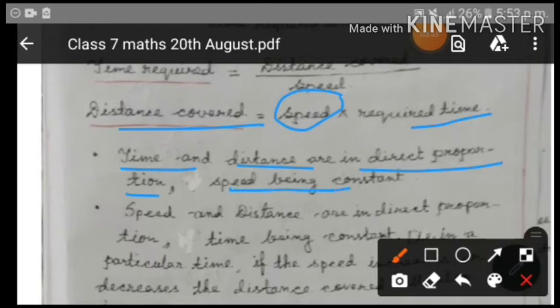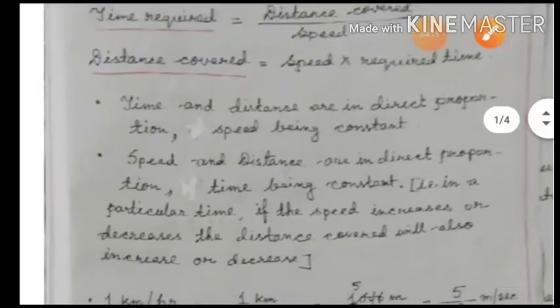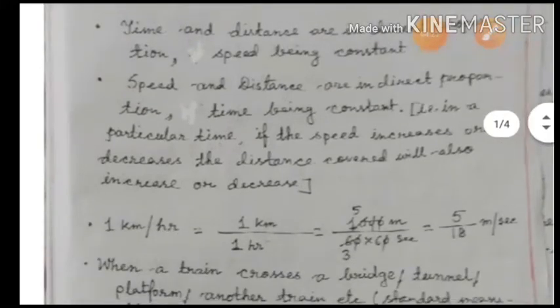The speed being constant, whenever the distance increases, the time will also increase; the distance decreases, time will also decrease. So we can simply say that when one quantity increases, another quantity also increases, they are in direct proportion. And when one quantity decreases as another increases, they are in indirect proportion. So the speed and distance are in direct proportion, time being constant. That is, in a particular time, if the speed increases or decreases, the distance covered will also increase or decrease.